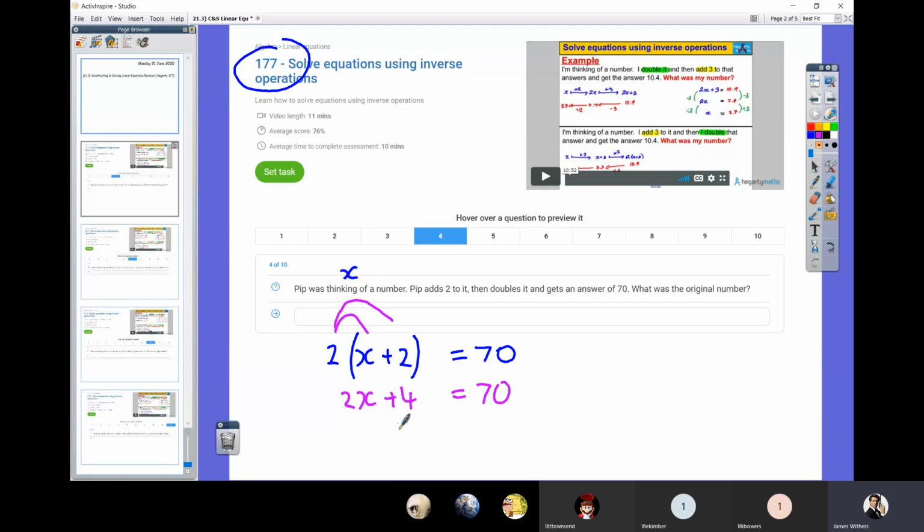You now choose to take away 4 from both sides. So 2x equals 66. We then divide by 2. I've run out of room. So x equals 33. That was the number that Pip thought of in the first place. 33, add 2, you get 35. Double it, you get 70. So that was modelling the ones that are in your task today, questions 1, 2, 3, and 4.